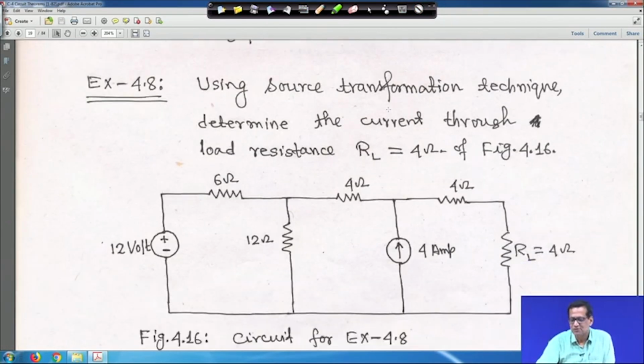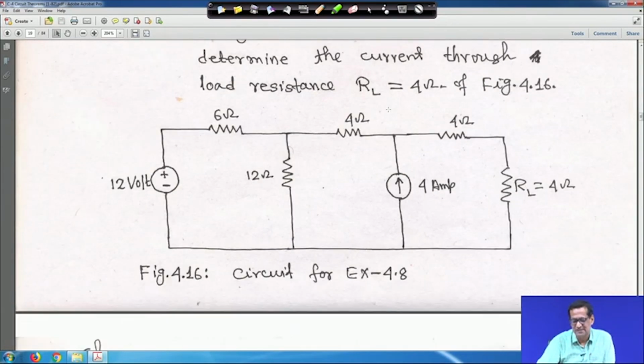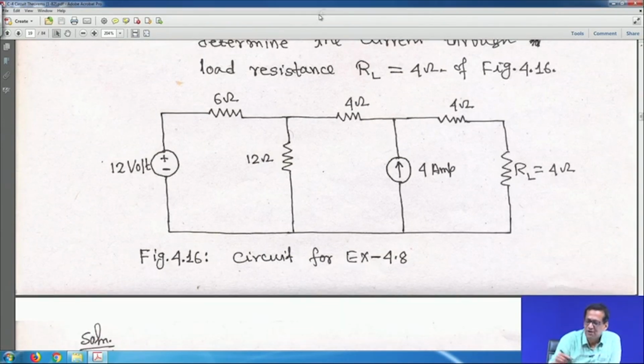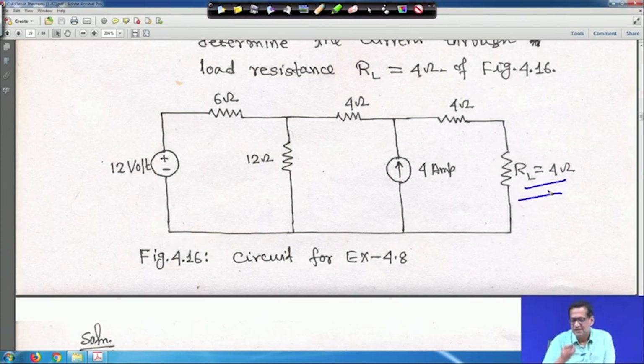Next one, using the source transformation technique, determine the current through load resistance RL equal to 4 ohm in this figure 16. You have to find the current through this 4 ohm resistance. Although this 4 and this 4 are in series, so effective will be 8 ohm, you cannot remove this 4 ohm, because you have to find the current through this load resistance 4 ohm.